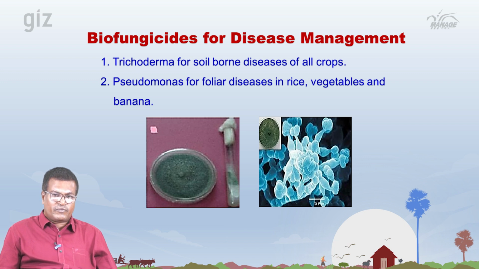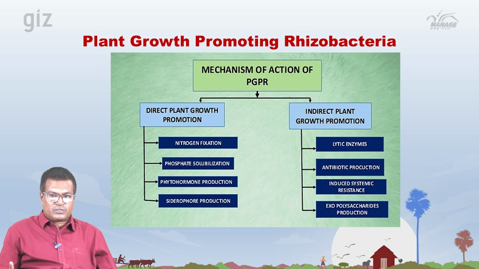It is helpful for soil-borne disease management, and Pseudomonas is useful for foliar diseases in rice, vegetables and banana. Then there are plant growth promoting rhizobacteria, as I already discussed. They grow better inside the rhizosphere of any plant system, giving hormones and enzymes to the plant, making use of which the plant will grow better and put forth a lot of fresh growth and development.